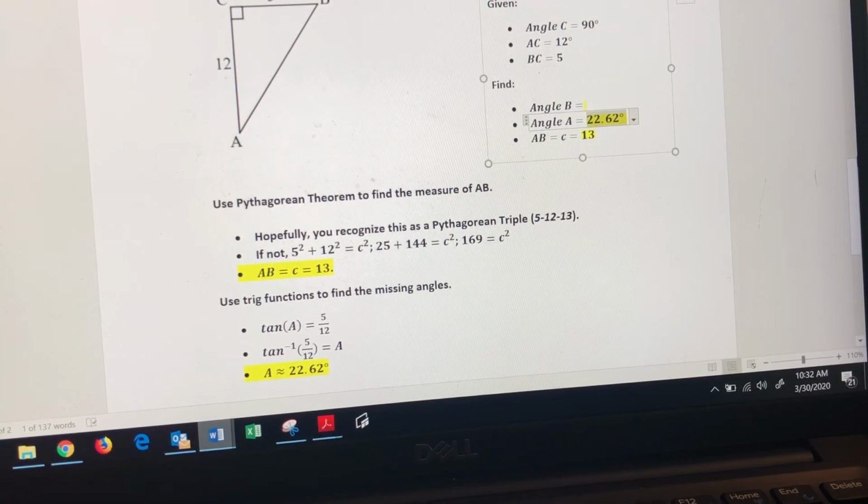Last thing to do is to find angle B. We're going to use tangent again, but the ratio is going to be flipped because we're starting in a different place. We're starting with angle B here. So for angle B, the tangent is opposite 12 over adjacent 5. Use inverse tan of that ratio to find angle B, and that gives us an approximate value of 67.38. So now we've solved this right triangle. We found the two missing angle measures. They should add to be 90 degrees, and they do. And then we found the hypotenuse to be 13. So we've completed that one.